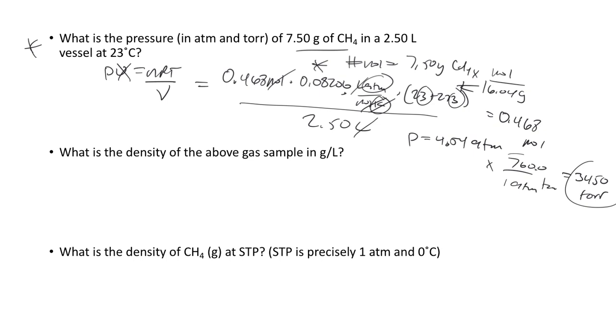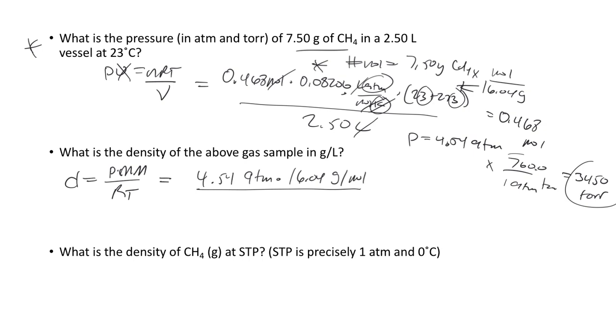Now, for the density, I think there are two approaches here. The first approach for calculating the density is to use the equation that we had derived, pressure times molar mass divided by RT. And so our pressure is 4.54 atm. Our molar mass is 16.04 grams per mole. And then dividing by the gas constant, and then times 296 Kelvin. So the density of this gas is in units, boiling down to the unit grams per liter.